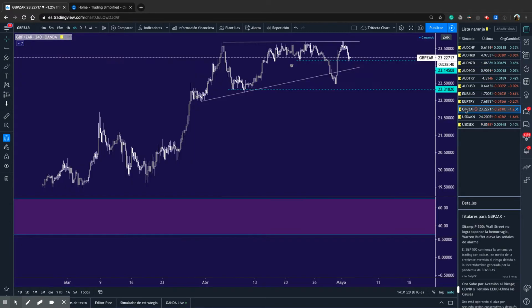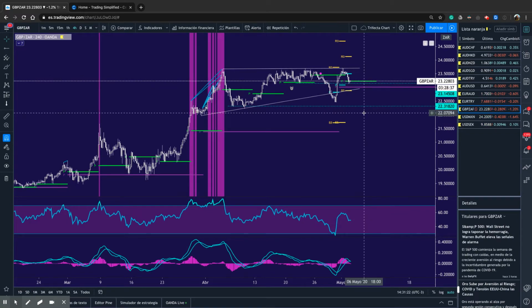Okay, the pound against the South African rand.